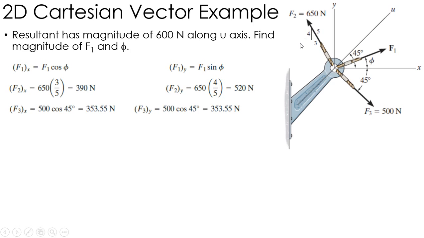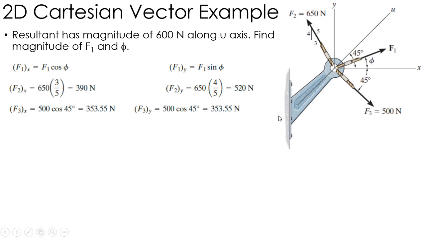Moving on to F3, that's the 500 newtons. That's going to be sine and cosine of 45. Of course, sine and cosine of 45 are equal, so it's just 500 cosine 45, or 500 sine 45. It would be the same thing. And that would be in the positive x direction and the negative y direction.